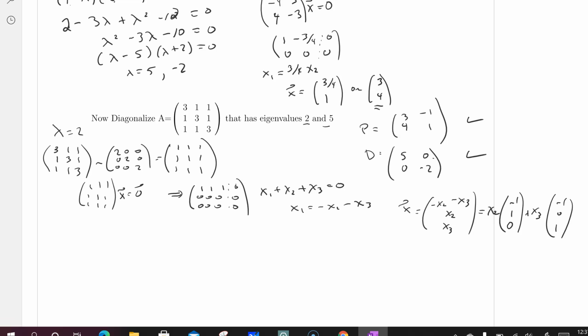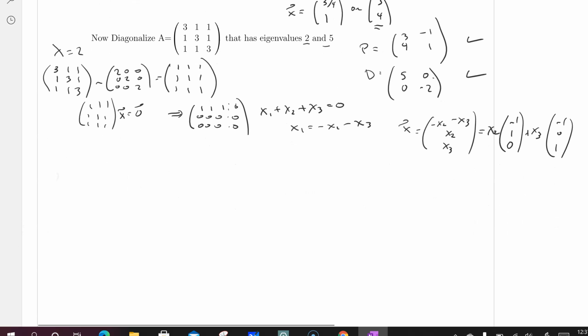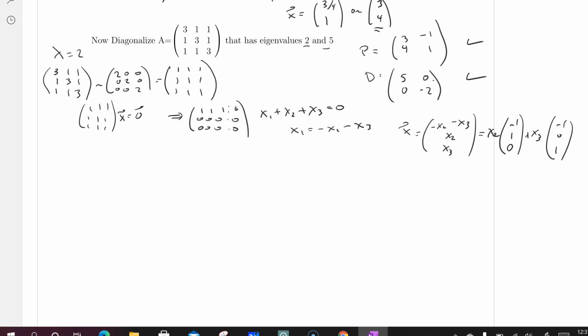Okay, so putting together my P and my D. Let's put P here. I'm going to put these 2 vectors in first, and for my D, since this is the eigenvalue of 2, I'm going to put the eigenvalue in there, in those 2 places.